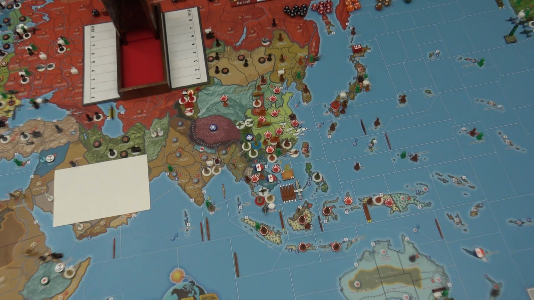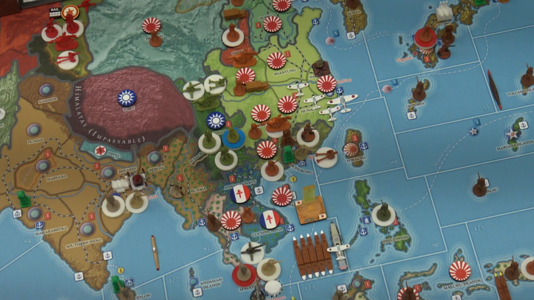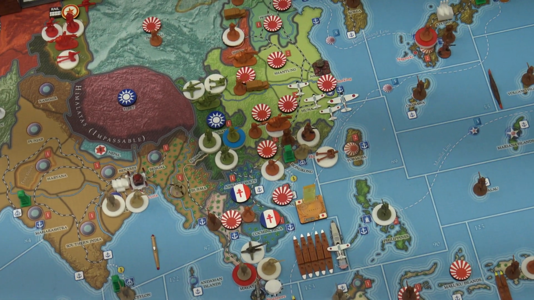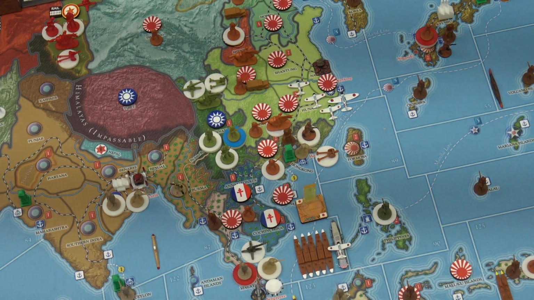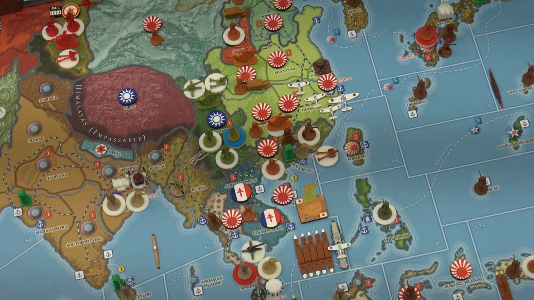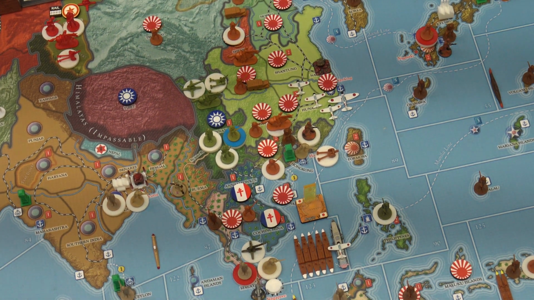Zoom back in. Minor powers may not Lend-lease. You have to be a major power. So China, CCP, and KMT cannot Lend-lease until they evolve to a major power. The Free French similarly cannot Lend-lease. So the answer to who can Lend-lease is a major power as permitted according to their national reference sheet.